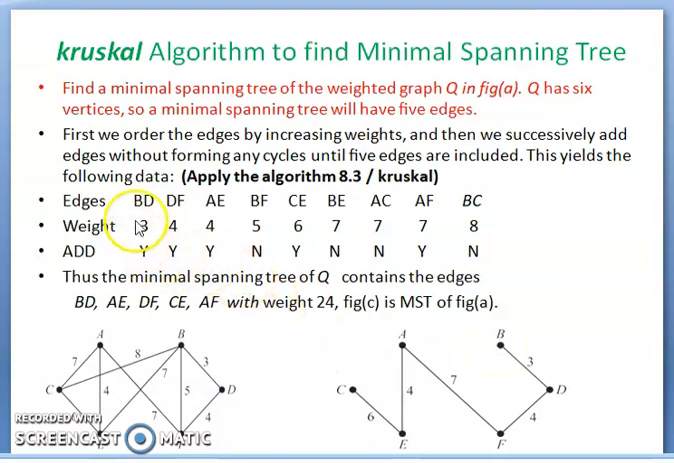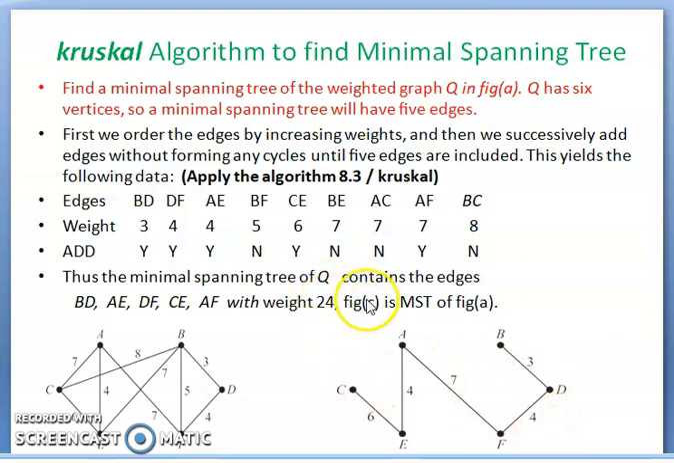So what are the edges you are considering? BD, DF, AE, CE, AF. These are there. Now sum all those things. This is the minimal spanning tree, which contains the edges BD, AE, DF, CE, AF with weight 6 plus 4 is 10, 10 plus 11, 21, 24.